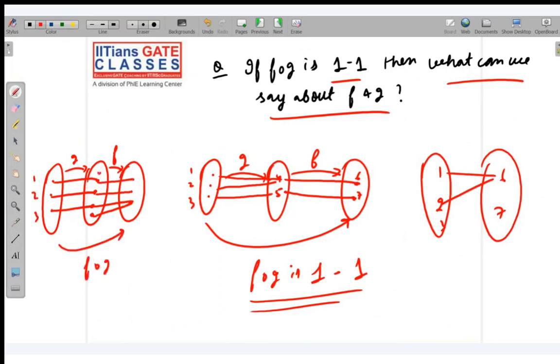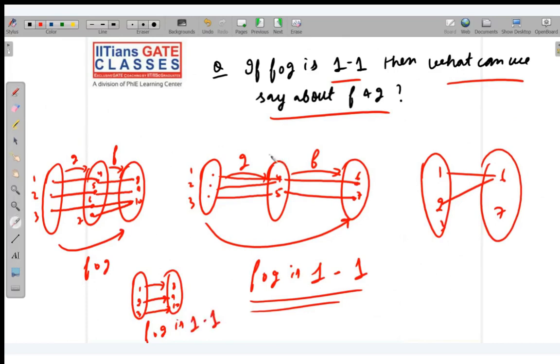You can label them 1, 2, 3, and here 4, 5, 6, 7, and here 8, 9 and 10. So what will be f o g? It will be from this set to this set, so 1, 2, 3 to 8, 9 and 10. 1 is mapped to 4, 4 is mapped to 8, so 1 is mapped to 8. 2 is mapped to 5, 5 is mapped to 9, so 2 is mapped to 9. And 3 is mapped to 6, 6 is mapped to 10, so 3 is mapped to 10. So now you can see clearly f o g is 1-1.